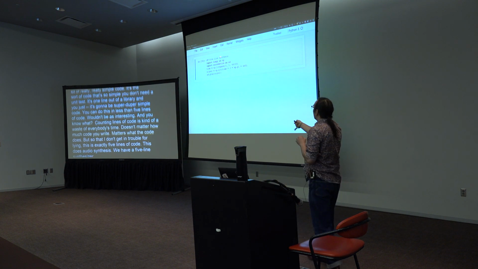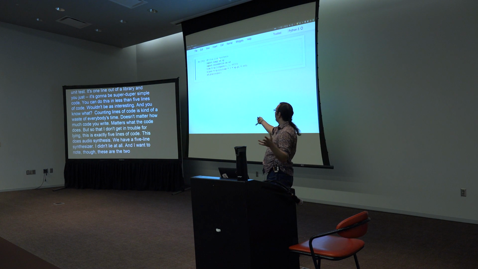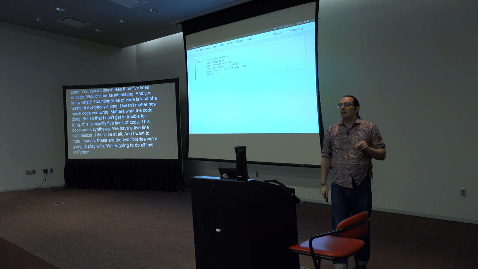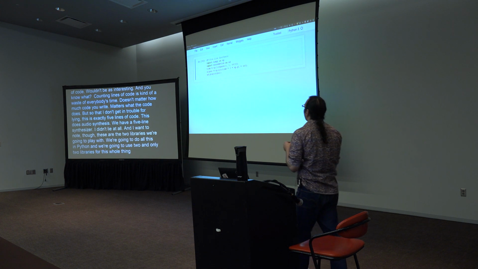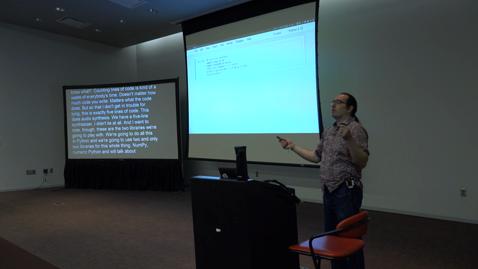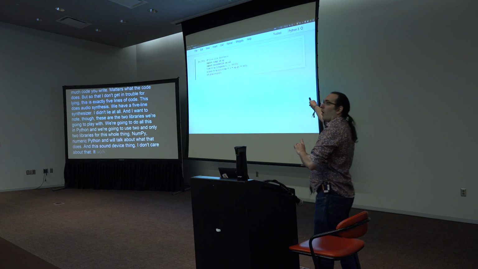The one thing I do want to note here, though, these are the 2 libraries we're going to play with. We're going to do all this in Python, and we're going to use 2 and only 2 libraries for this whole thing. We are going to use NumPy, which is numeric Python. We're going to talk a little bit about what that does. We're also going to use this sound device thing. We're not going to talk about that because I don't care how it works. It just plays audio, and that's all I care about. It can play audio. It's its only job.